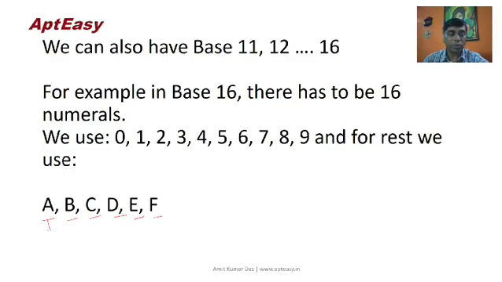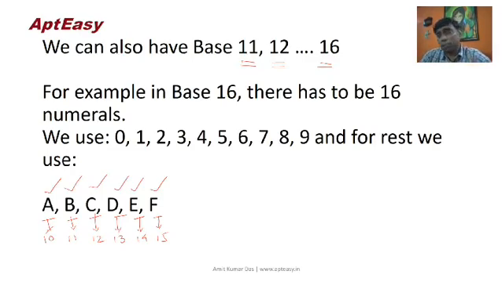Meaning A is actually your 10. B is representing your 11, C is representing your 12, D is representing 13, E is representing your 14, and F is representing 15. So if you have base 11, in that case you will only use A. If you have base 12, you will use A as well as B, and so on. And if you go to base 16, you will use A, B, C, D, E as well as F. So that is the way we represent. Till base 16 it is being done, and theoretically it is possible to extend it further, but generally it is done at these levels only, right?